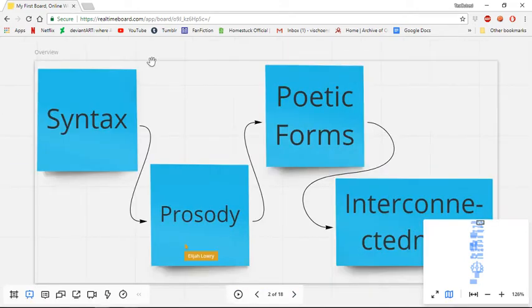So, the overview. The four major topics we're going to be talking about are syntax, prosody, poetic forms, and how they are interconnected.